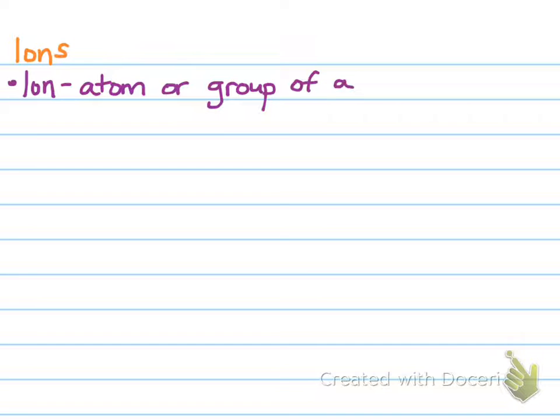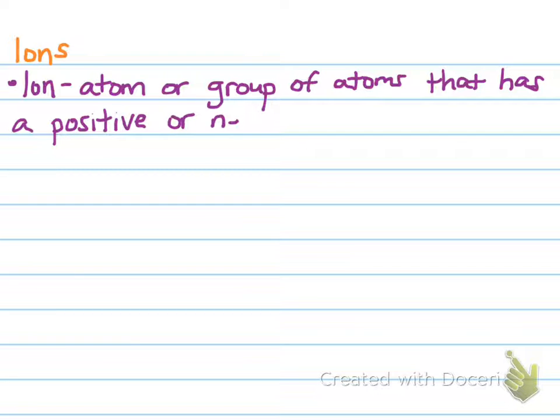By contrast, then, what is an ion? An ion is defined as an atom or group of atoms that has a positive or negative charge.